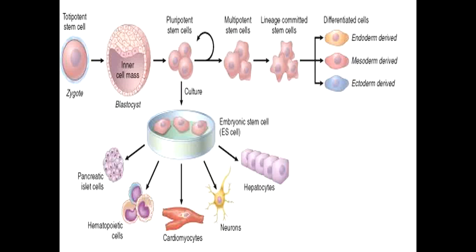So this slide shows stem cell generation and differentiation. As you can see in the slide, the zygote is formed by the union of the sperm and egg, and it divides to form a blastocyst. The inner cell mass of the blastocyst will form the embryo. Cells of the inner cell mass, called the embryonic stem cells, are maintained in cultures, and these cells can be induced to differentiate into cells of multiple lineages.